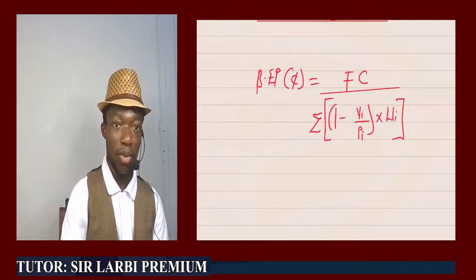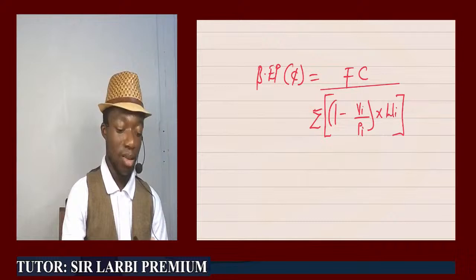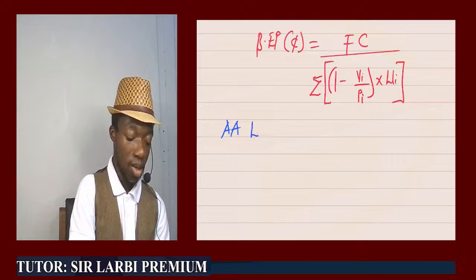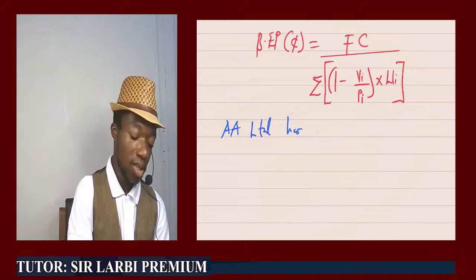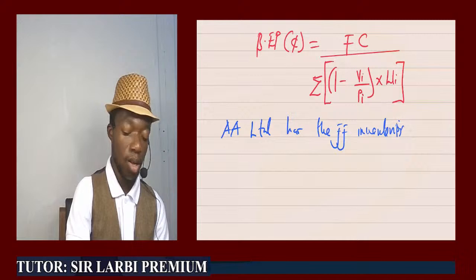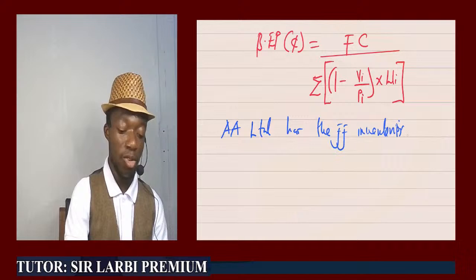Good. So now let's bring in a question straight up to explain these formulas so that you are good to go. So let me create a scenario. Let's say we have AA Limited. AA Limited has the following inventories, with their details of price, as shown in the table below.